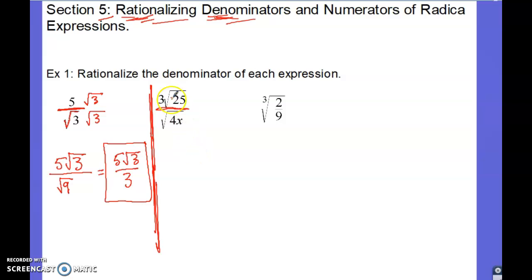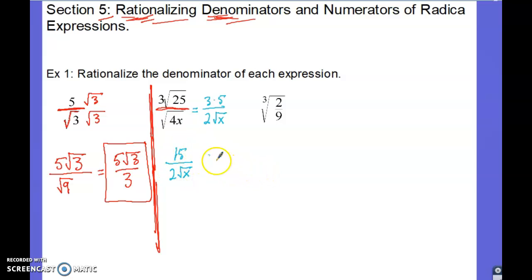Now, as I move forward to the next problem, first of all, simplify where you can. For instance, I know the square root of 25 is 5, so it's like 3 times 5 over, I know the square root of 4 is 2, but we don't know the square root of x. So what we're looking at is 15, because 3 times 5 is 15, over 2 root x.